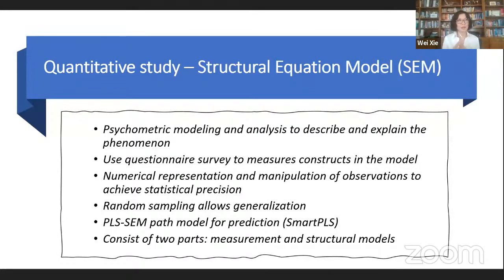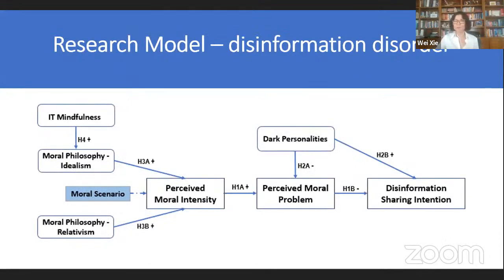And again, because it's a statistical analysis, it's a numerical representation and manipulation of observations in order to achieve statistical precision. And for any statistical research procedure, we know that we use random sampling methods, so that allows us to make generalizations, right? And we use SmartPLS, which is a software that conducts this kind of research, of course. And for structural equation modeling, the results usually consist of two parts. One is a measurement model, one is a structural model result. I'm going to touch base on them in detail later on.